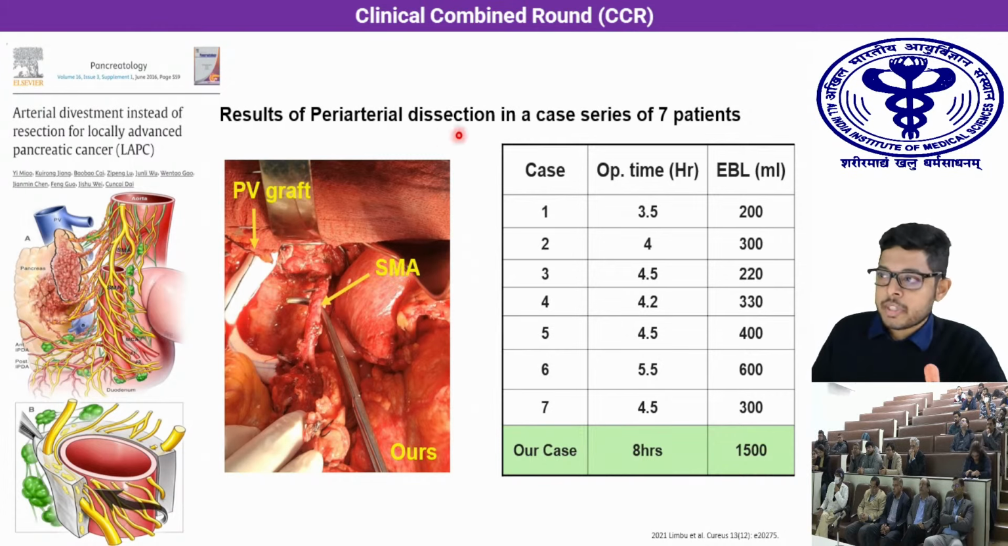So this is a case series from Limbu et al., which shows that among 7 cases, the operating time of patients for whom periarterial divestment has been done is almost equal to a standard Whipple's procedure, and blood loss is not that high. In our case, it was 8 hours and 1500 ml blood loss because it involved other procedures. We had to do a bypass, and after the bypass, we had to wait for 1.5 to 2 hours for the portal pressures to come down.